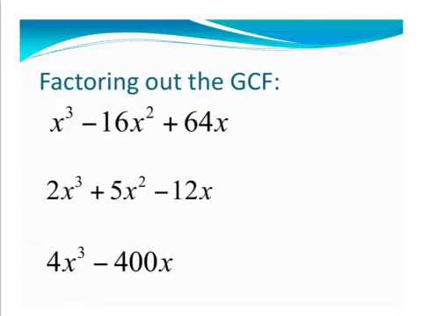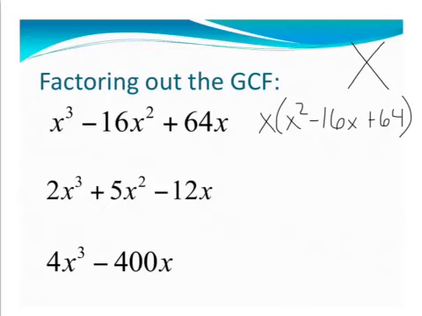So for this first one, I'm going to take out an x, and I'm left with x squared minus 16x plus 64. Okay, but now this is not fully factored. I can finish factoring this part right here by using our AM method, or our reverse FOIL. I want to multiply to 64 and I want to add to negative 16. Well, that would be negative 8 and negative 8. So I'm going to have x times (x minus 8)(x minus 8).